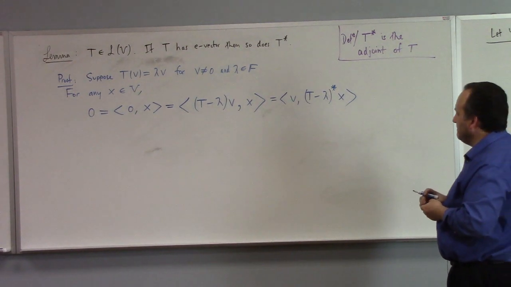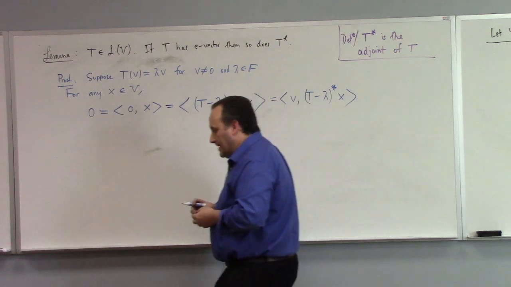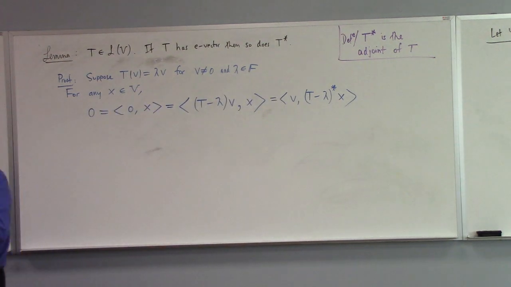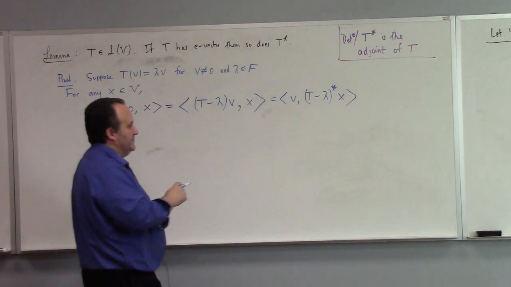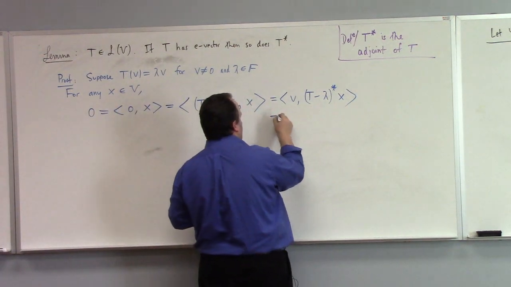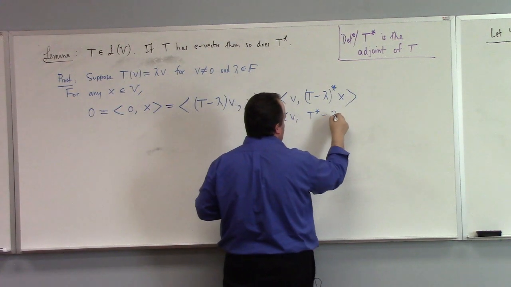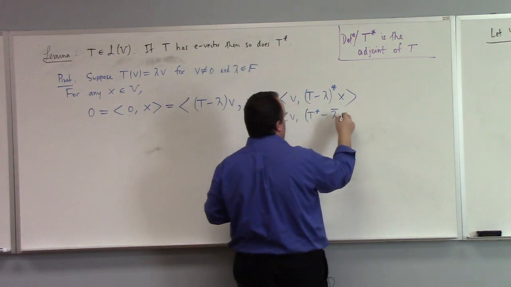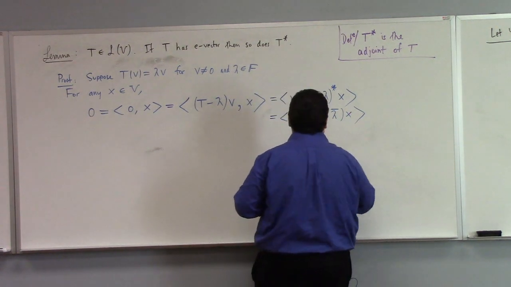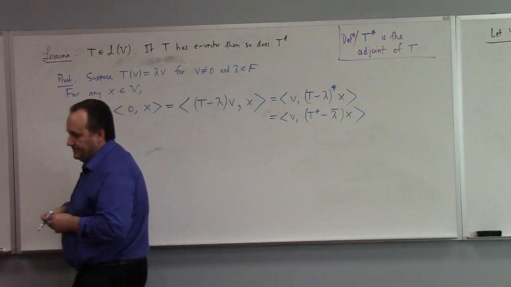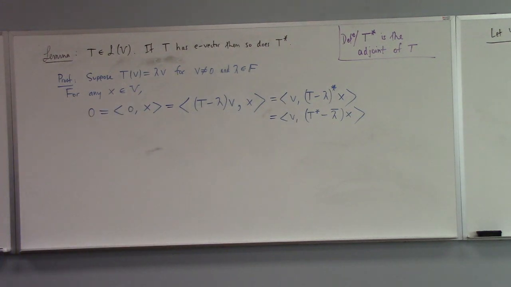So what does this say? I guess I should mention, once you work out things here, that works out to the adjoint of T minus lambda conjugate acting on X, okay? The adjoint of a scalar multiple of the identity is just the complex conjugate of the scalar times the identity. That's how that works out.